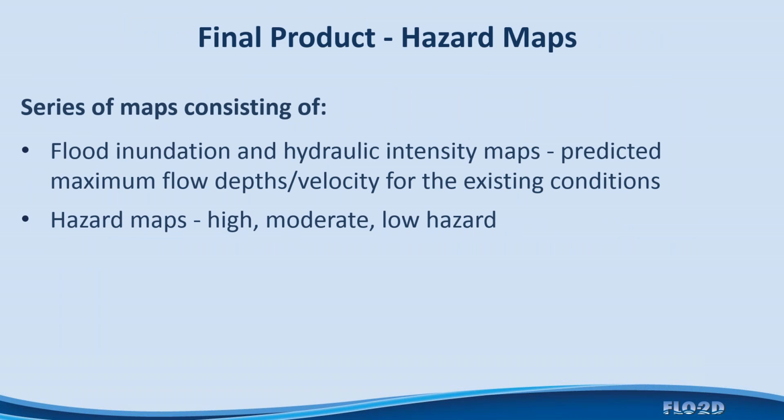So let's talk about how to map these different types of events briefly here. You can do a series of maps, and what I recommend is a flood inundation map and maybe some hydraulic intensity maps, that is the predicted maximum flow depths, which is nothing more than the flood inundation, and maximum velocity. And you could do these for existing conditions, and or possibly maybe you're designing a new feature or development for the alluvial fan or mall or something.